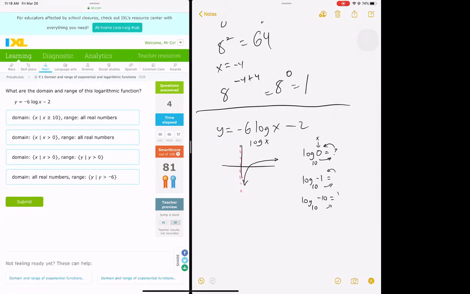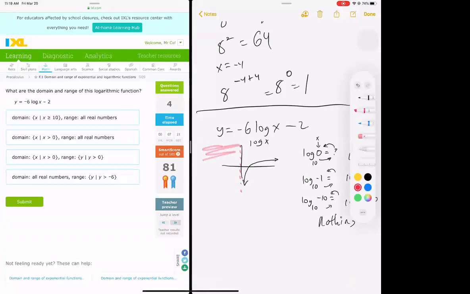Let me write this in a different way. Is this possible? 10 to the blank power is equal to 0. 10 to the blank power is equal to -1. 10 to the blank power is equal to -10. And there's nothing. That's why this graph here is always left intentionally blank. There is nothing over here. So log can't be 0 and log can't be any negative value for us.